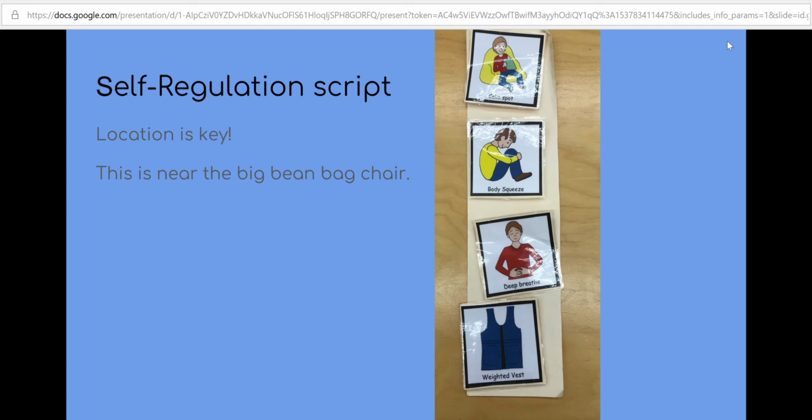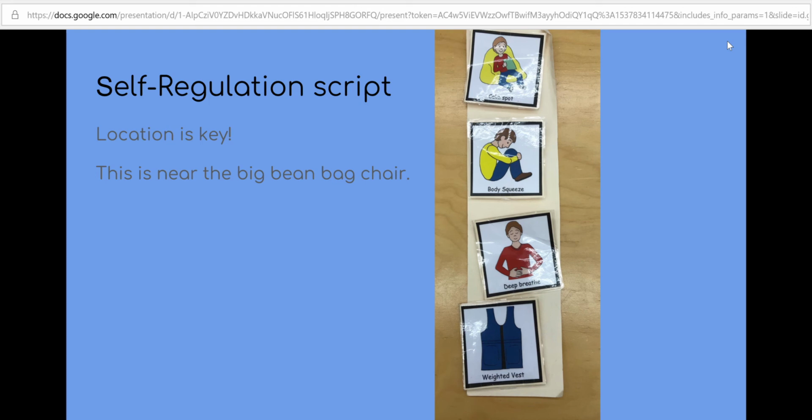This is our self-regulation script. We have this in our calming area, which has our big beanbag chair. This visual just helps students to see some options that they have when they are feeling upset. They go to their calm spot, they can do a body squeeze or deep breathe or get the weighted vest.